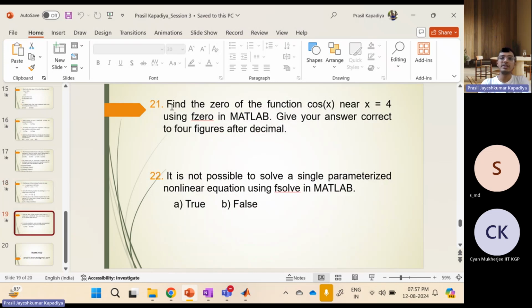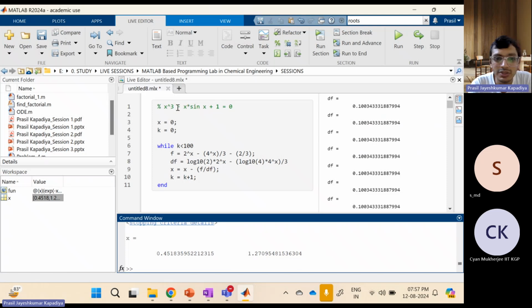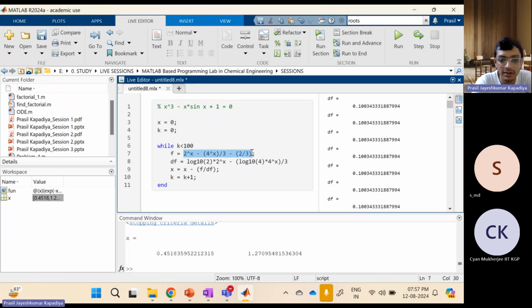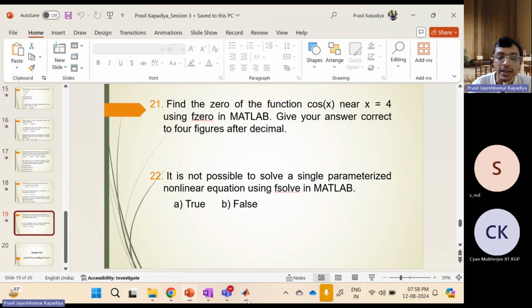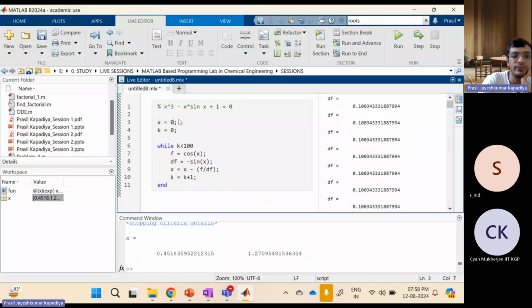Find a zero of the function cos x near x is equal to 4. Okay, let's do it using this thing. F of x is my cos x, right? Cos of x. And what is the derivative of cos x? It is minus sin x. Minus sin of x. And what is the initial guess? 4. Let's see what we are getting. Let's just keep 10 intervals.